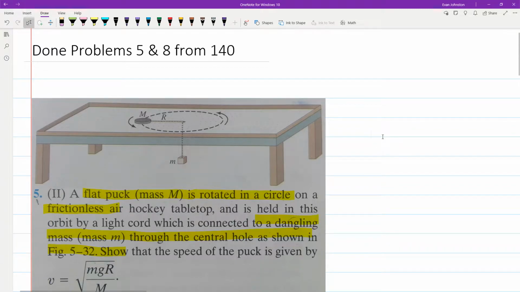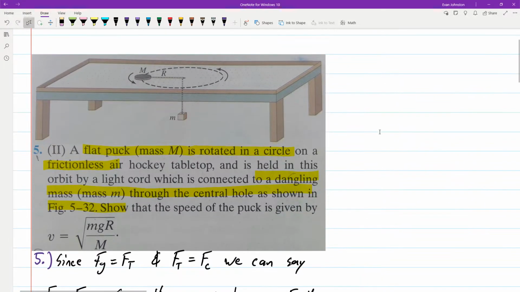Hi there. Due to some popular demand for walking through some sample problems, not just the posted solution, I'm going to be going over one circular motion problem and one or two gravity problems from our notebook. This is problem 5 from page 140 in the textbook.